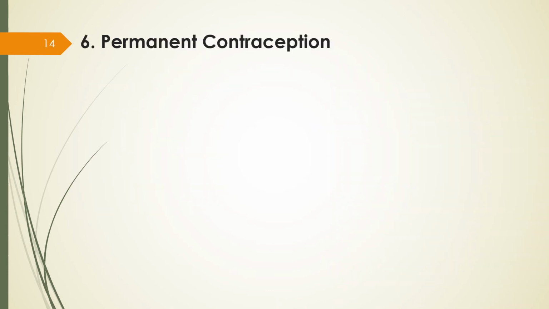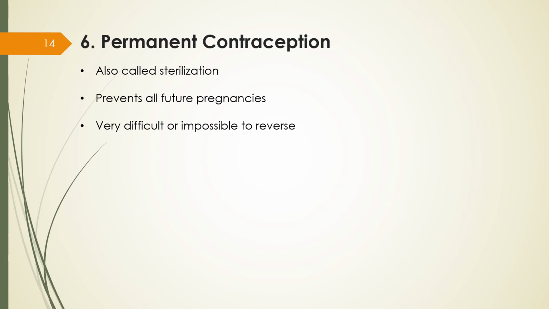Okay, now permanent contraception. Just like the name says, it is permanent, something that you cannot come back from. It's also called sterilization. It prevents all future pregnancies, but it's very difficult or sometimes impossible to reverse. There are 2 main types: vasectomy for men and tubal ligation for women.